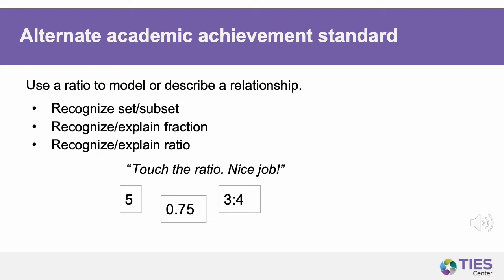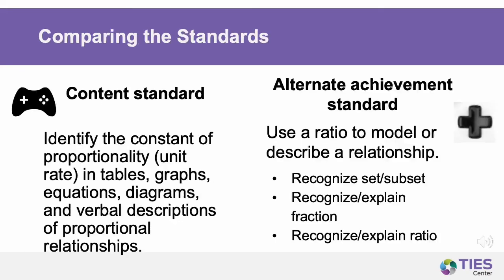You can see how when we use alternate academic achievement standards as the goal, as the ceiling, expectations for teaching and learning can be significantly decreased. Title that reads Comparing Standards. The left text box has an image of a handheld game controller with the title Content Standards, and the text Identify the Constant of Proportionality, Unit Rate, in tables, graphs, equations, diagrams, and verbal descriptions of proportional relationships.